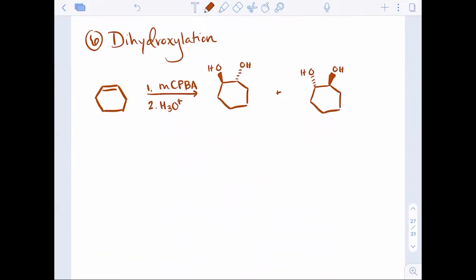Dihydroxylation, doing 2 additions of OH. The first reaction that we have is called epoxidation followed by ring opening. Now, MCPBA, meta-chloroperoxybenzoic acid. When we're seeing this reagent, really that's just the acronym that is most often used. What we actually need for this reaction to happen is a peroxy acid.